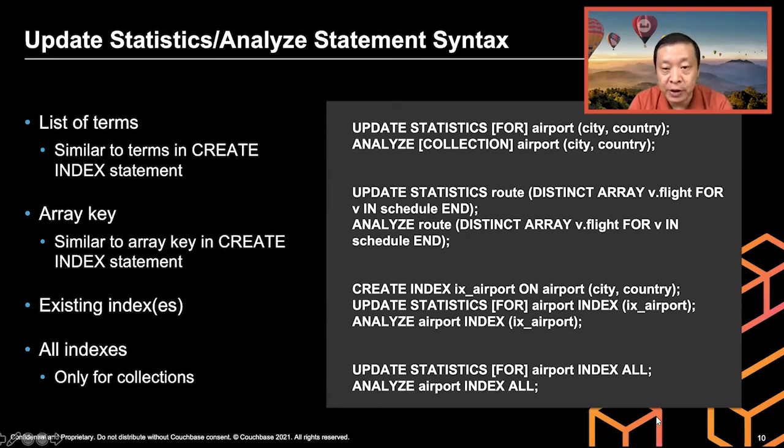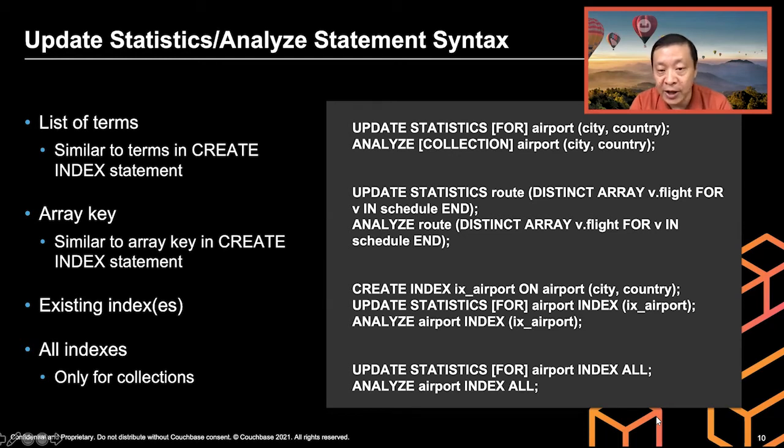On the top example there, we're doing update statistics for airport, and this is using the new travel-sample bucket, which contains an inventory scope now. Under the inventory scope, there are several collections for airport, route, etc. Assuming you are using the new travel-sample documents, in the first command you see update statistics, and the FOR keyword is optional, for airport, and then in parentheses, you specify the terms, in this case, city and country. This will tell us to gather optimizer statistics on these specified fields, city and country.